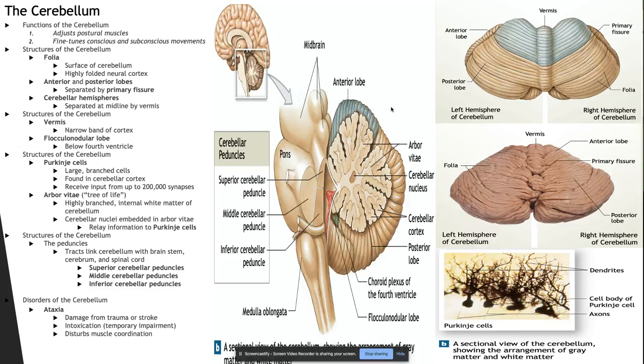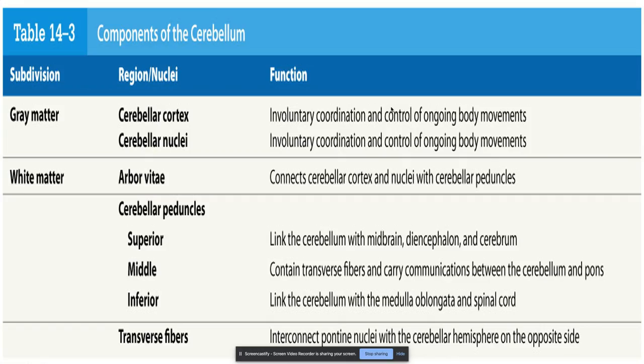The cerebellum can be permanently damaged by trauma or stroke. Drugs such as alcohol can temporarily affect it, and the result is ataxia. So it's a disturbance in muscular coordination. And in severe ataxia, the individual cannot sit or stand without assistance. This just highlights what we just talked about.